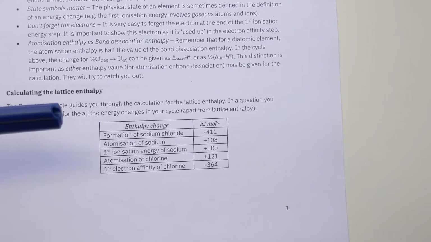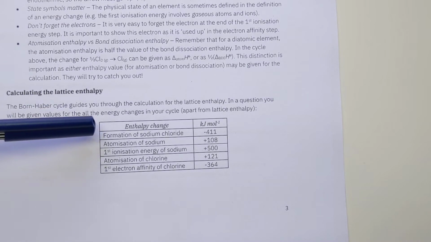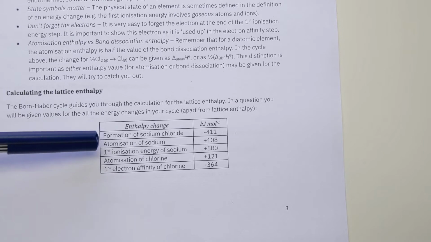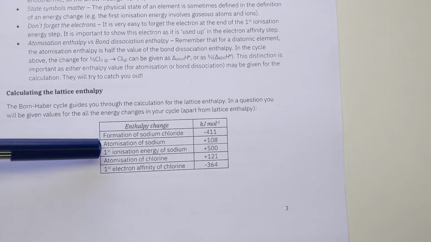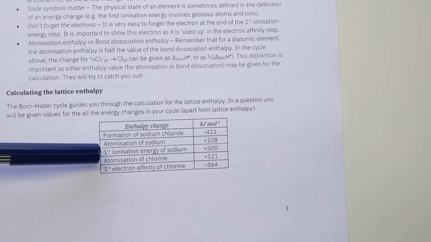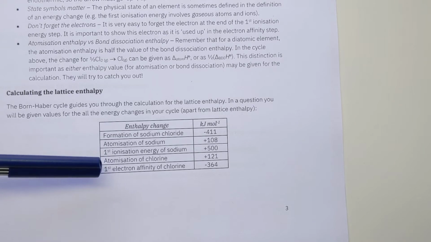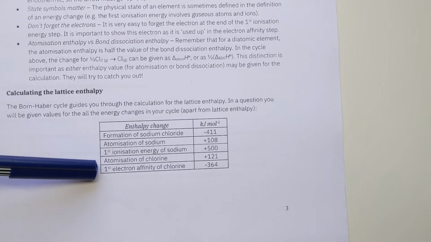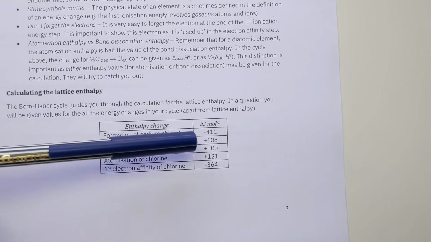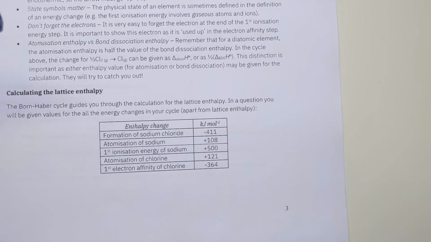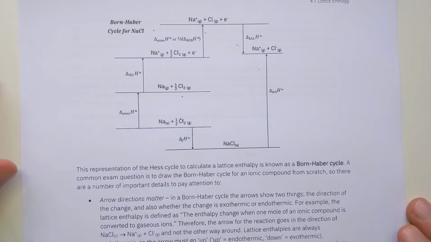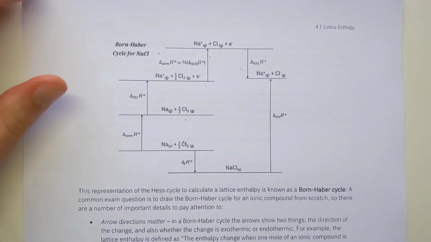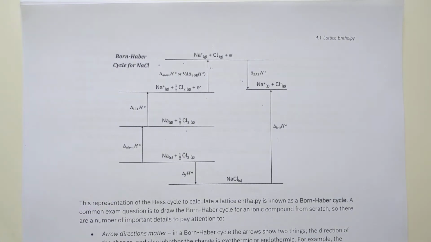What I have given you here in this table are the values for the enthalpy of formation of sodium chloride, atomization of sodium, first ionization energy of sodium, atomization of chlorine, and first electron affinity of chlorine. So what I said was if you've done your Born-Haber cycle correctly, it should just be a simple case of transferring these values onto the appropriate position on your Born-Haber cycle, and that'll make the maths a bit clearer for what you have to do. As we go doing that, I'm going to do it up here, so you don't have to mess your notes up, but I'll just show you on this diagram.